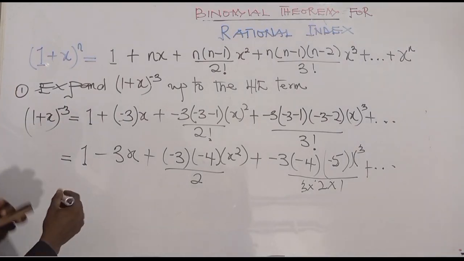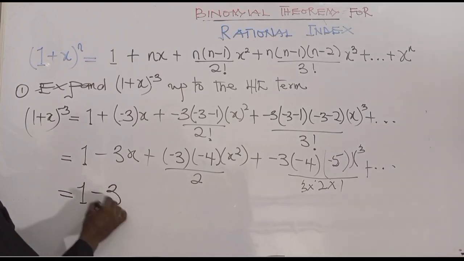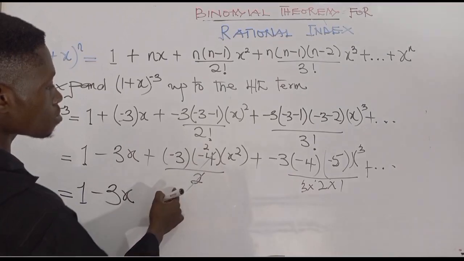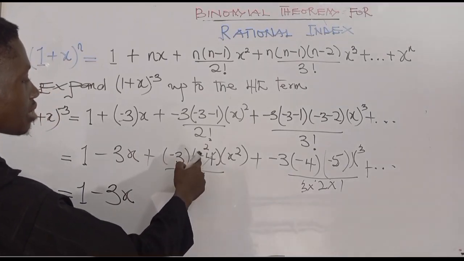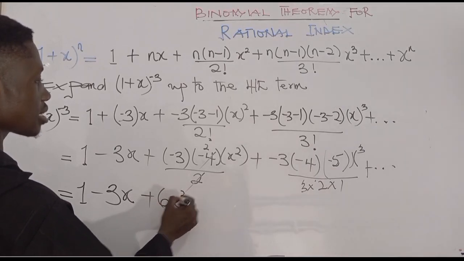So let's do some simplification here. We have 1 minus 3x. These two cancel 4, we have 2. Negative times negative gives us positive 6, positive 6x squared.